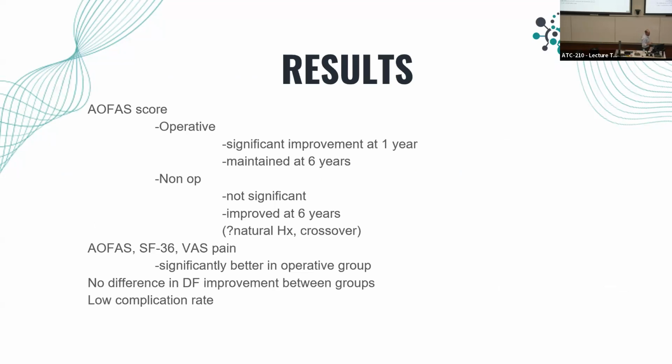The American Orthopaedic Foot and Ankle Society score improved significantly in the operative group, but not in the non-operative group. And VAS pain, for what it was worth, was significantly better in the operative group. Interestingly, no difference in dorsiflexion between the two groups. At 1 year, there was an improvement in dorsiflexion in the surgical group. It wasn't sustained through the 6-year review, but once again confirmed a low complication rate.